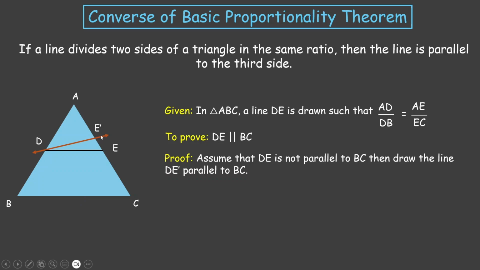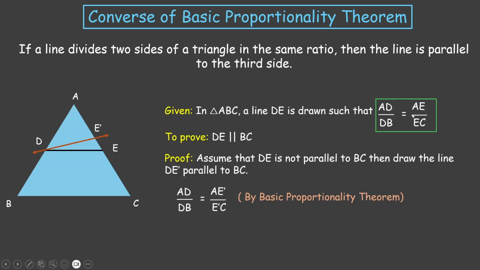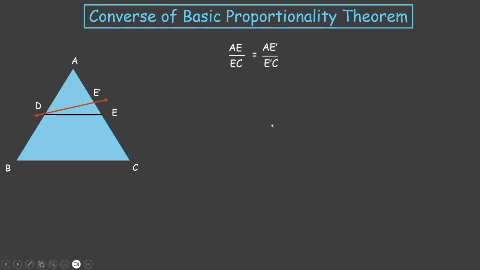If DE dash is parallel to BC, then by the BPT theorem, we get AD upon DB is equal to AE dash upon E dash C. The Thales theorem would give us this proportion. But we also have this which is given to us: AD upon DB is equal to AE upon EC. So through these two, we get that AE upon EC is equal to AE dash upon E dash C. Let's write this on a new page.